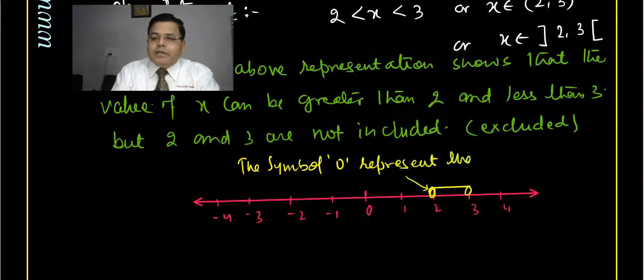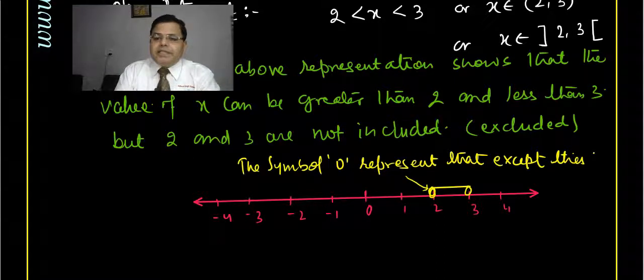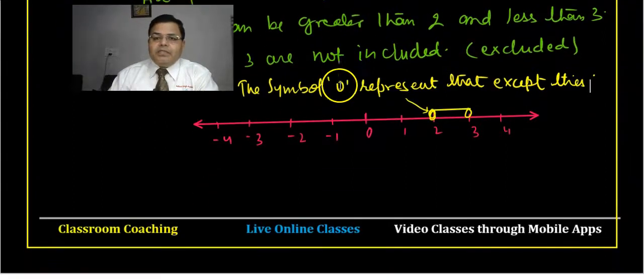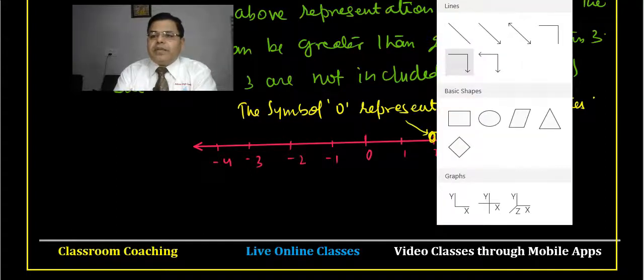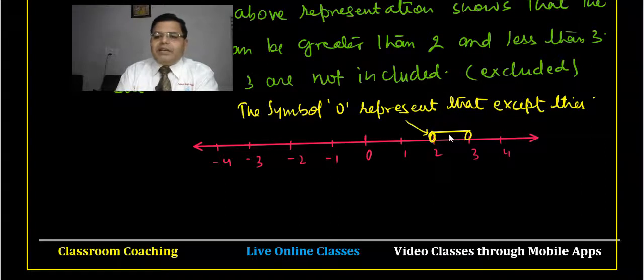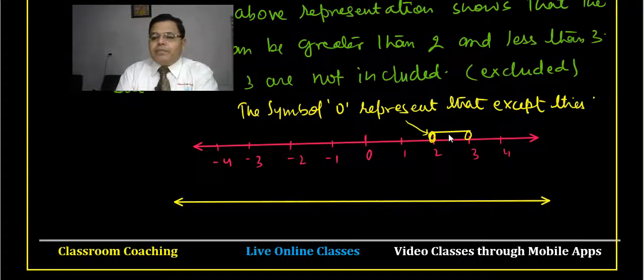This symbol represents except this, that is except 2, except 3. So 2 and 3 can be written either in this form or that form. Why is this called an open interval? Because you know that the value lies between 2 and 3, where 2 is not included, so the least value is not fixed. What is the greater value? The greater value is not fixed. That is why it is an open interval.